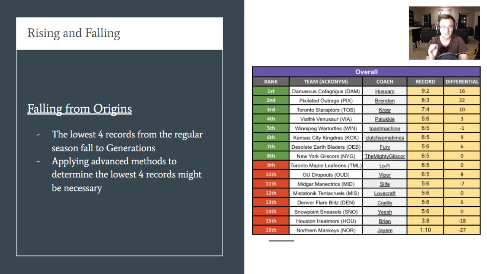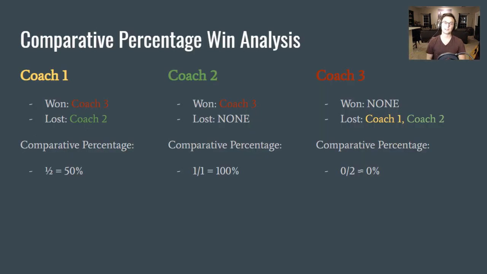Cradley and Yeesh was a little bit harder to determine because now I've changed the rankings here a little bit, and you can see like some things I didn't fix. Like I have Fury as 5 and 6, and he should actually be 6 and 5. The point is, there were a bunch of teams at the end of Season 3 that were all 5 and 6. So what did we do to determine who moves down? Comparative percentage win analysis. This example has 3 teams, but we had 6 teams that all had 5 and 6. So we did a CPWA, and we determined which teams moved down.